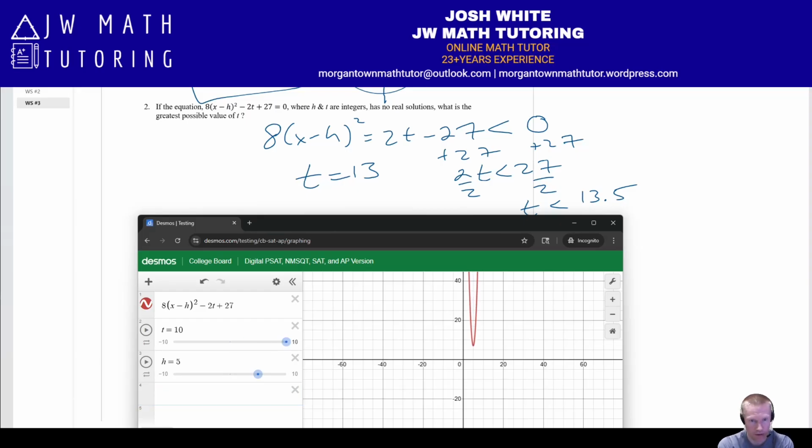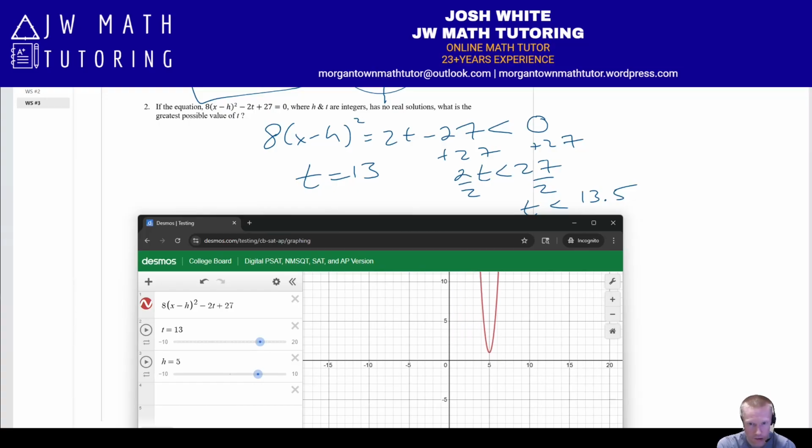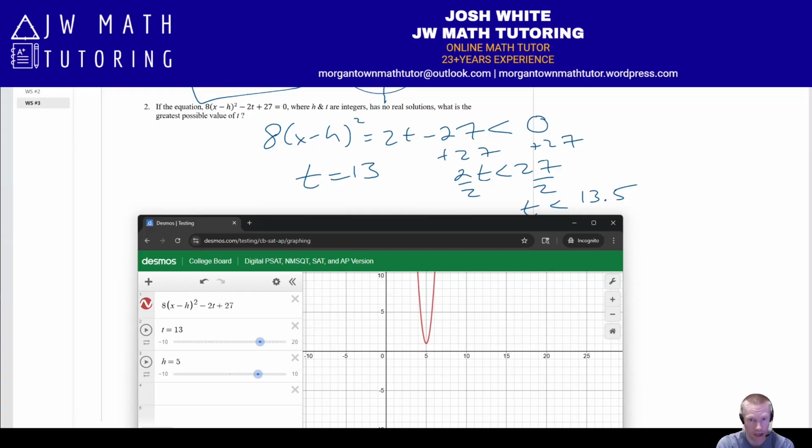So notice I slide this all the way out to 10, it's still not there. Let's jump it up to 20. Also, because it tells you they're integers, I can change the step value to 1, so I don't have to scroll through all the decimals. So 11, 12, 13. Notice there are still no real solutions. I do not have any x-intercept values. However, notice what happens when I jump to 14. Now I do have 2 real solutions, i.e. 2 x-intercepts, 2 real zeros. So this confirms the largest integer value for t here is going to be 13.